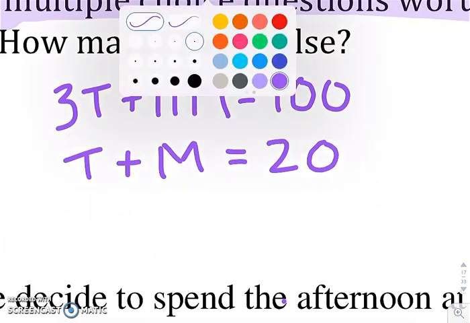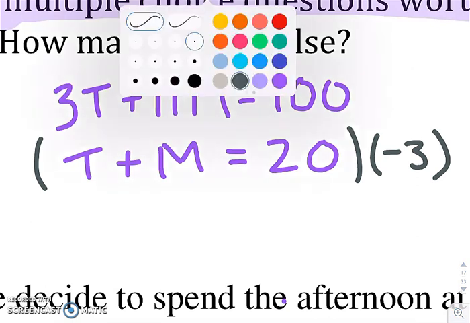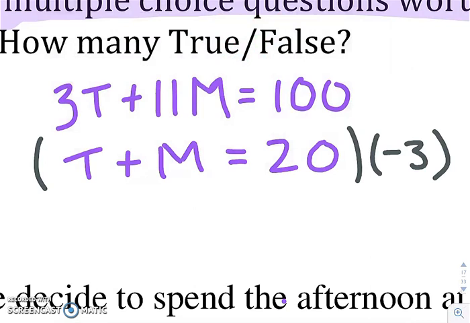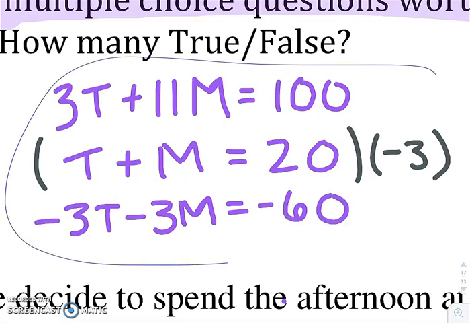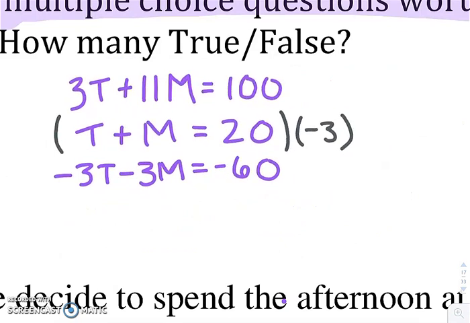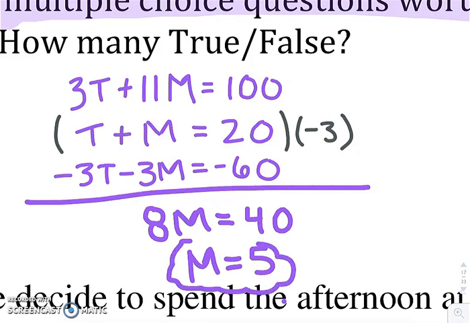But I'm going to solve it using elimination. So I'm just going to multiply this second equation by -3. That will make the t a -3, and 3 plus -3 will cancel out. So if you add these together, you get 8m equals 40, so multiple choice equals 5 if you divide both sides by 8.